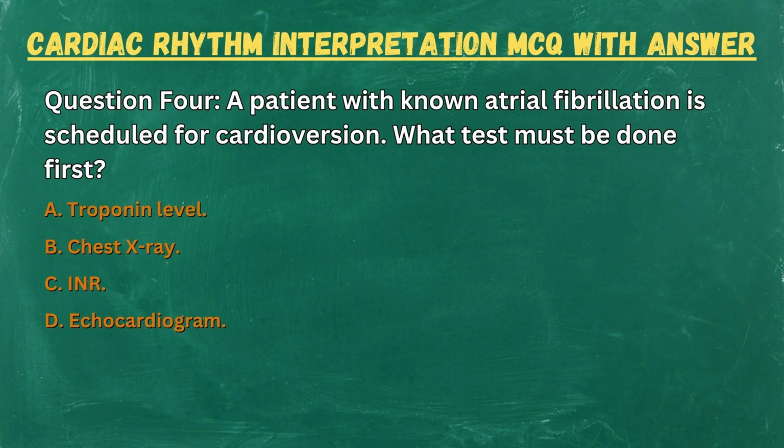Question 4. A patient with known atrial fibrillation is scheduled for cardioversion. What test must be done first? A. Troponin level. B. Chest X-ray. C. INR. D. Echocardiogram. Answer: D. Echocardiogram.